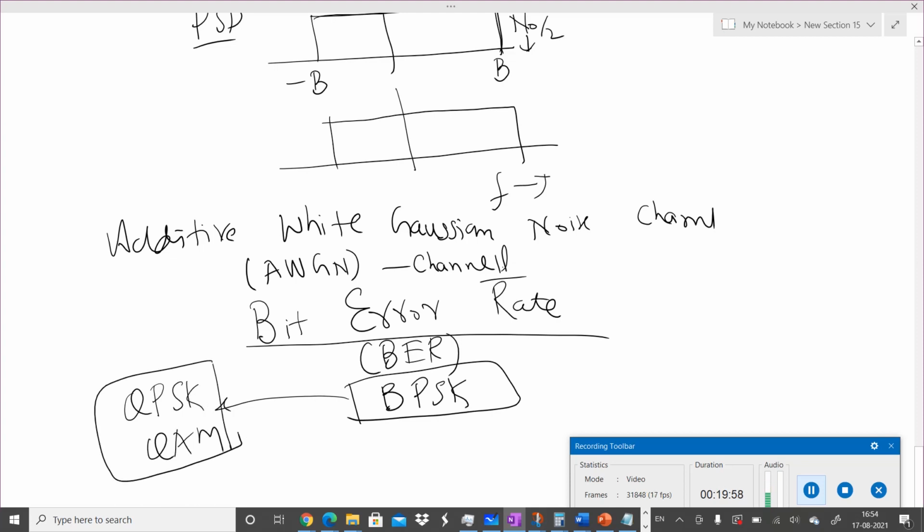So revise this. I will again request you to revise the probability theory, because that will be used heavily in these lectures, and go through it properly. And in the next lecture we will derive the bit error rate expression and define some important functions like the Q function, which will be used in the subsequent lectures.